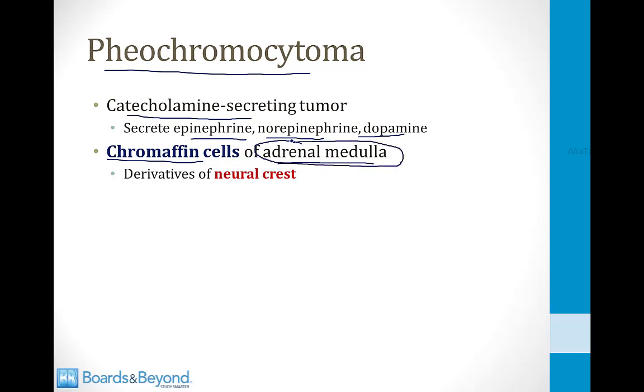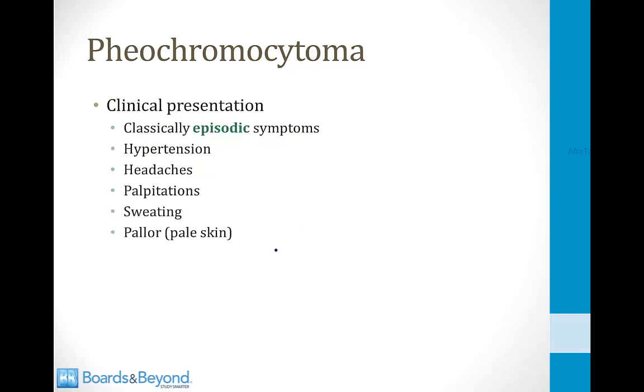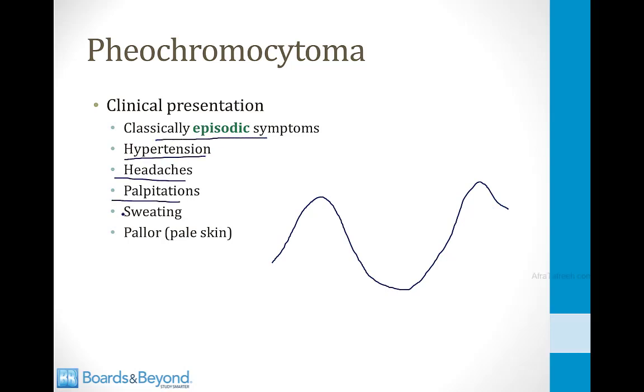And the adrenal medulla itself is a derivative of the neural crest, and therefore pheochromocytomas are also derivatives of the neural crest. One thing you should always remember about pheos is that the release of catecholamines is not constant from the tumor. It tends to release catecholamines in spurts, so the amount of catecholamines released goes up and down. Therefore, the symptoms are classically episodic, so patients will have episodes where they develop hypertension, headaches, palpitations, sweating, and sometimes pallor or pale skin, and all this is from a sudden burst of catecholamines released by the tumor.